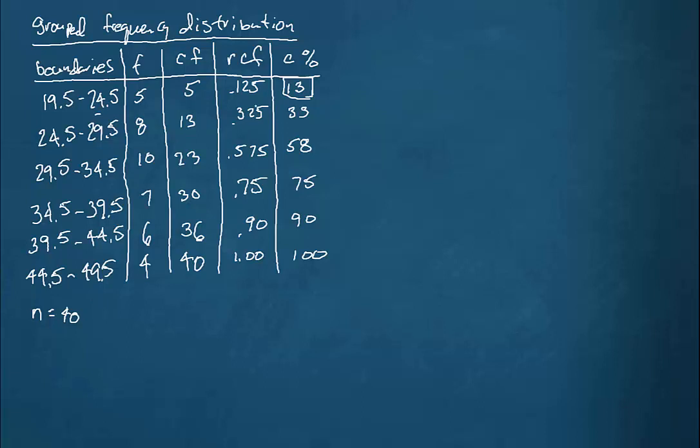So the proportion of data values that we will have accumulated by the time we get up to any data values that are less than 29.5 would be 0.325. And we can keep going down here. The cumulative relative frequency of the fourth class is 0.75. The cumulative relative frequency of the fifth class is 0.9. And then, of course, the cumulative frequency of the last class is 40. There are 40 data values, and we expect that number to be 1, 100% of the data, in other words, by the time we get to the upper limit of the last class.